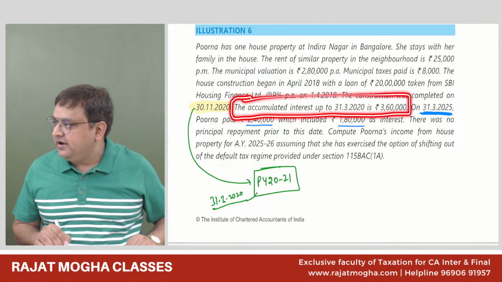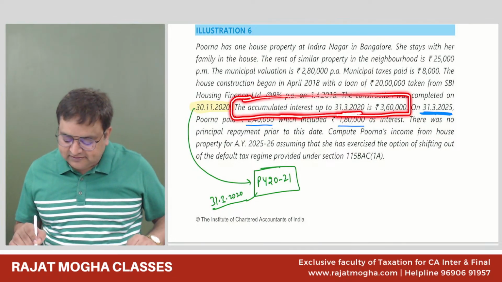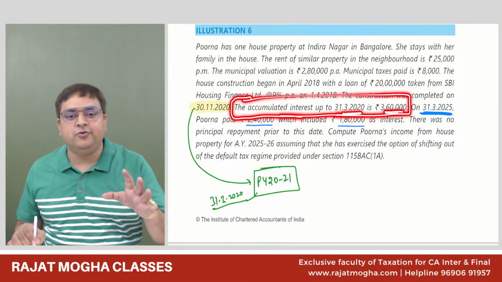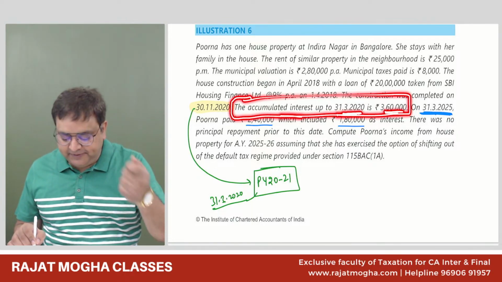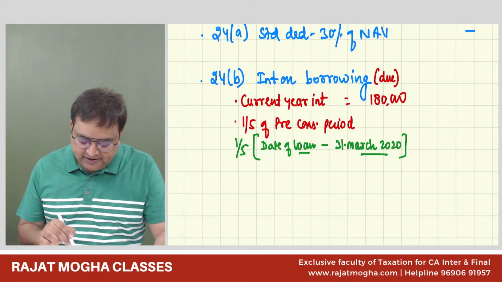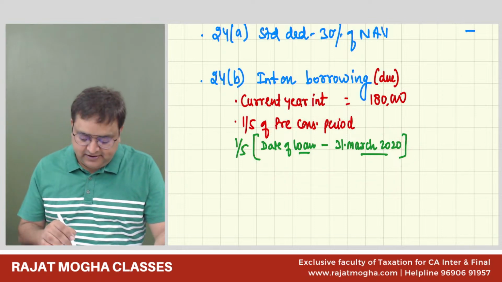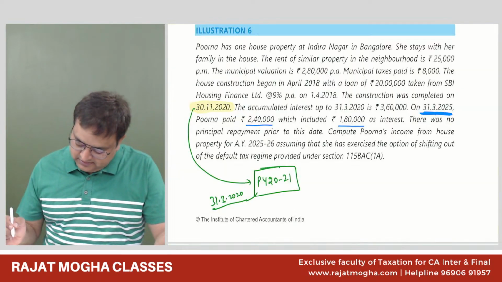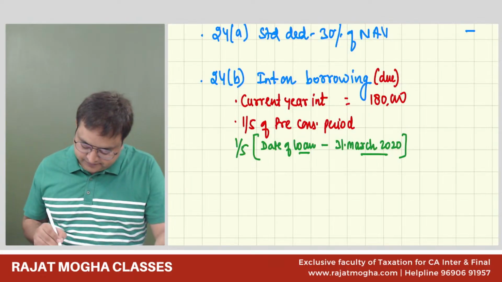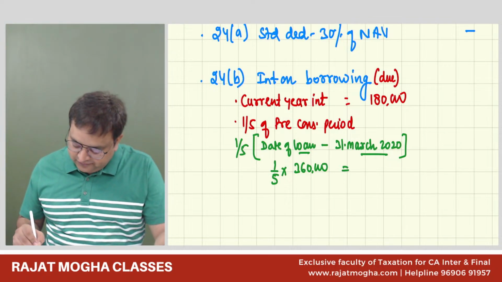The accumulated interest up till 31st March 2020 is 360. So they have directly given to us that the total interest up till 31st March 2020 is 360. So why have they given it to us? Because of this. So the interest up till this period is 3,60,000. So 1/5 into 3,60,000, how much is it? 72,000.